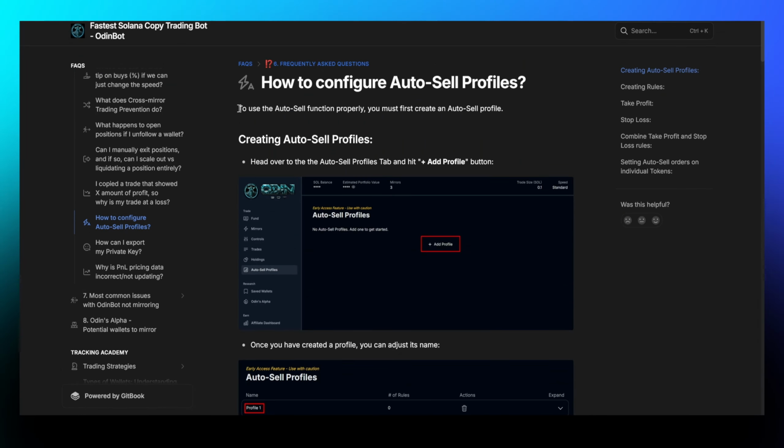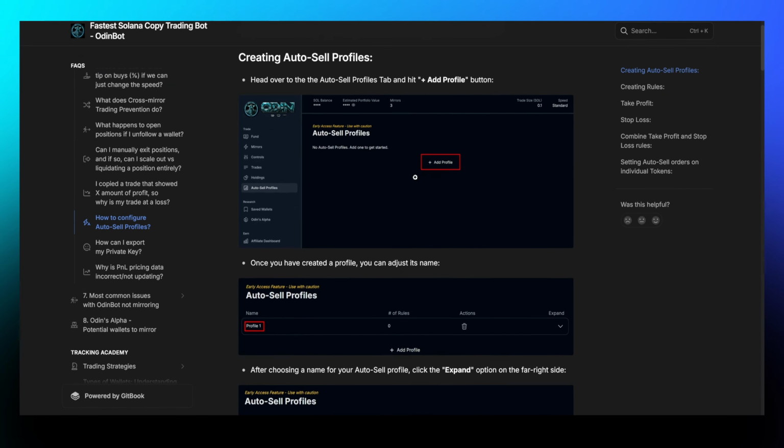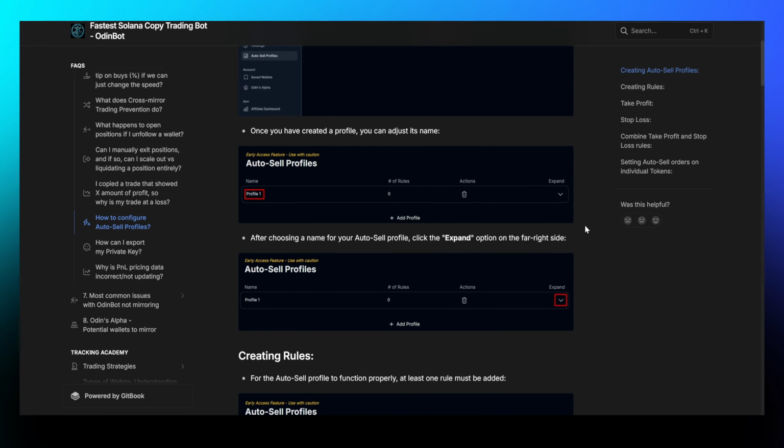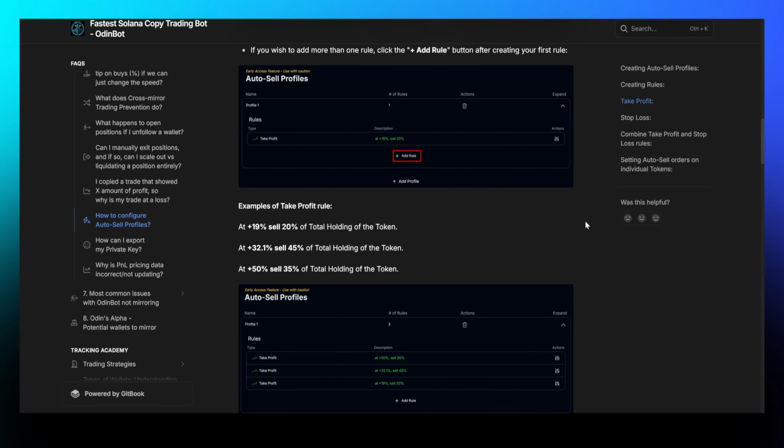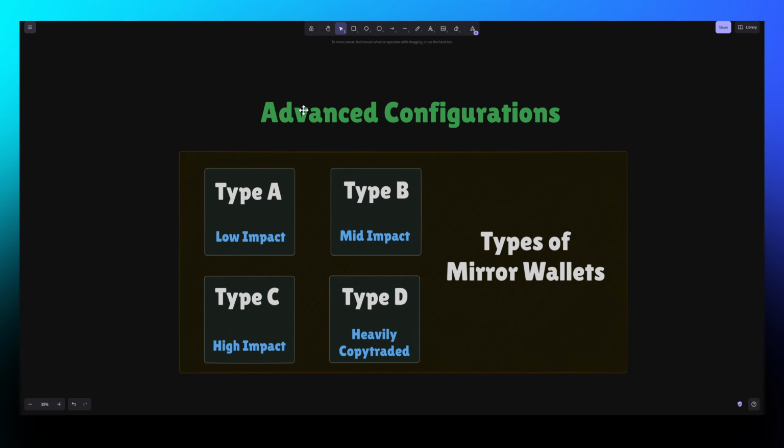If you want to learn more about OdinBot auto sell profiles, once again guys, you have it in the docs, which are going to be linked in the description. Here you're going to find a detailed explanation of how it works, how to set it up, and so on. Alright, now let's move on into some advanced configurations that you can play with in OdinBot.